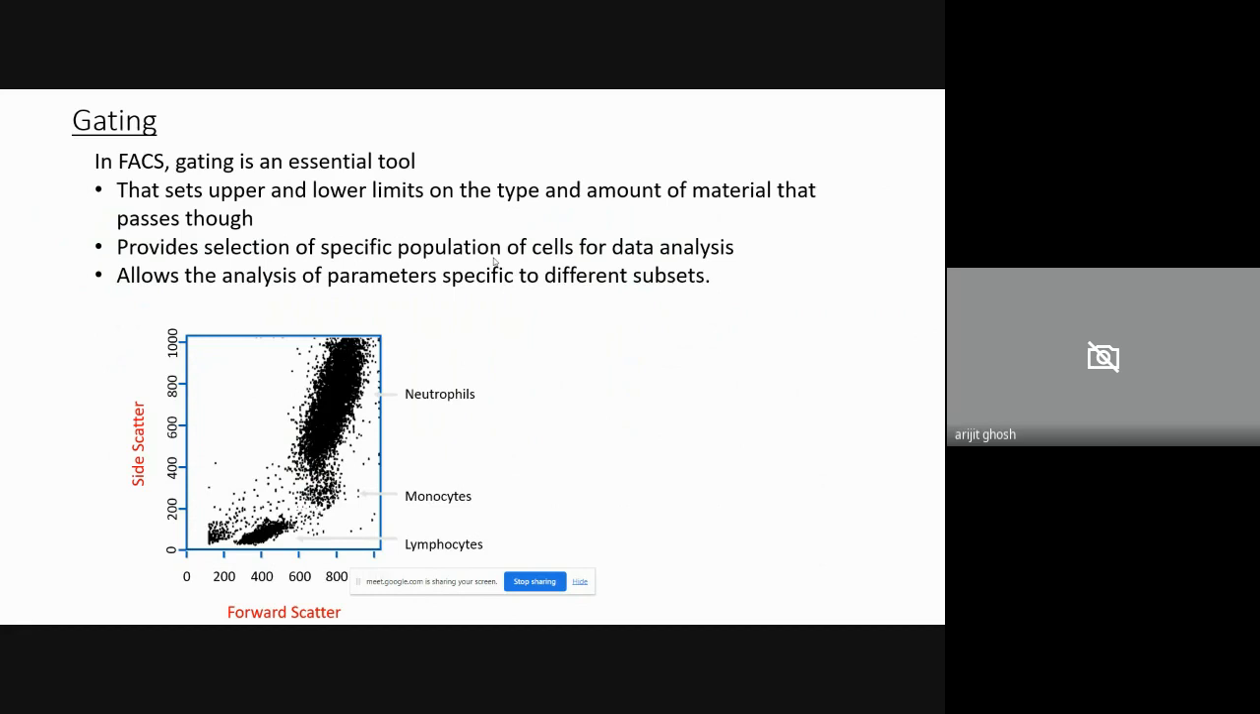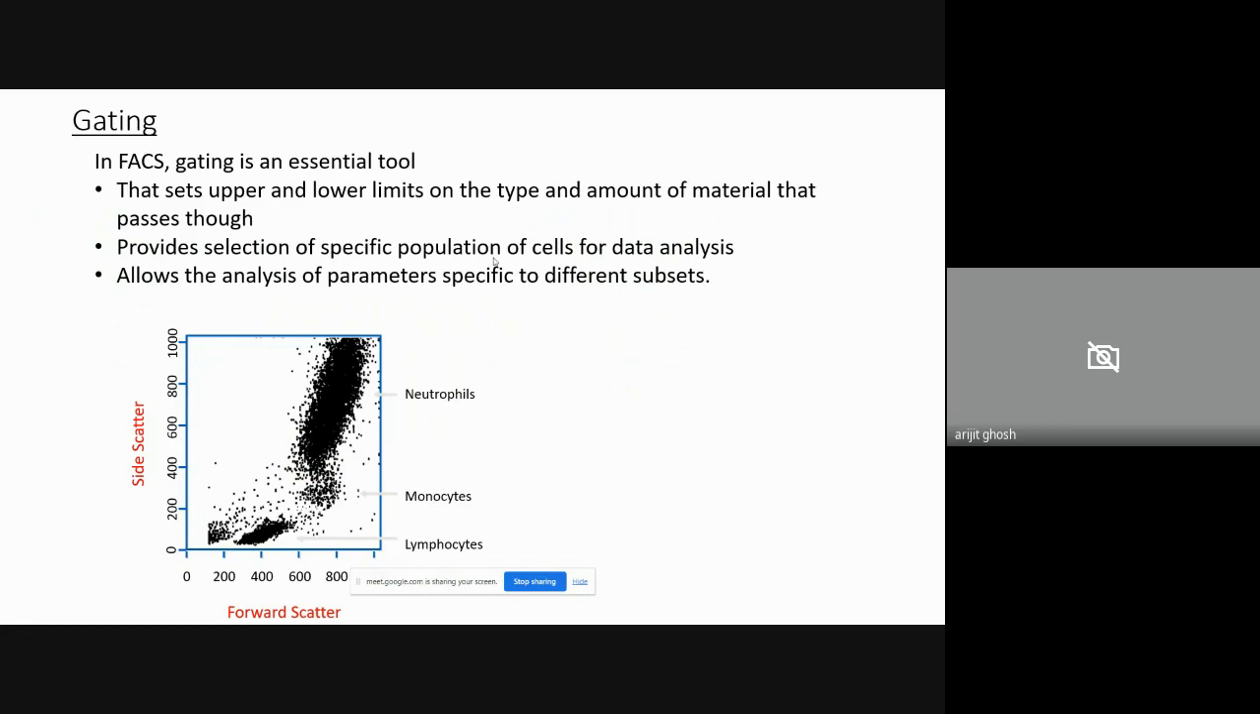Gating also provides a selection of a specific population of cells for data analysis, like what type of population, live or dead, or cells that are expressing a particular marker.